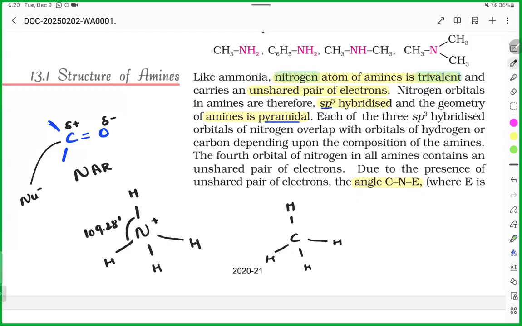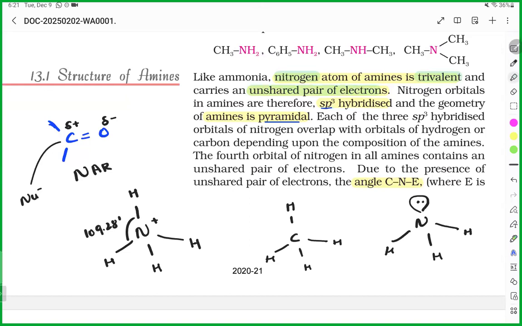But from the ammonium ion, if you remove one hydrogen, then there will be one lone pair of electrons like this, and one lone pair of electrons. Total 5. That's why it is written unshared pair of electrons.